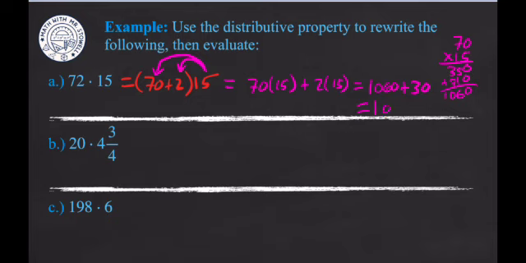Add these together. That's 1,090. And that would be that one distributed. I know that one was a little bit harder. But if we think about what each number is doing, it makes it manageable.